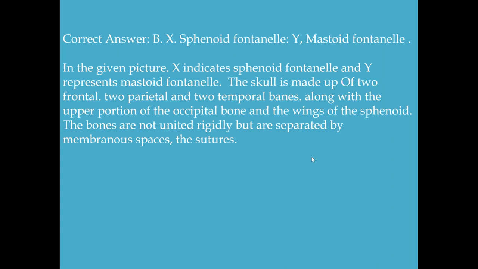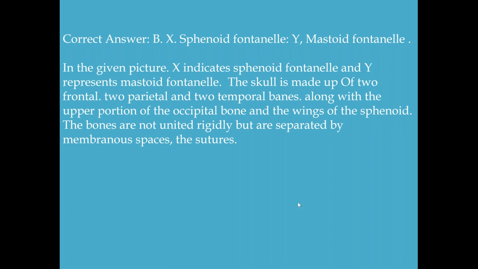Can you read the explanation? Correct answer B: X is sphenoid fontanelle, Y is mastoid fontanelle. In the given picture, X indicates sphenoid fontanelle and Y represents mastoid fontanelle. The skull is made up of two frontal, two parietal and two temporal bones, along with the upper portion of the occipital bone and the wings of the sphenoid. The bones are not united rigidly, but are separated by membranous spaces, the sutures. Okay, thank you.